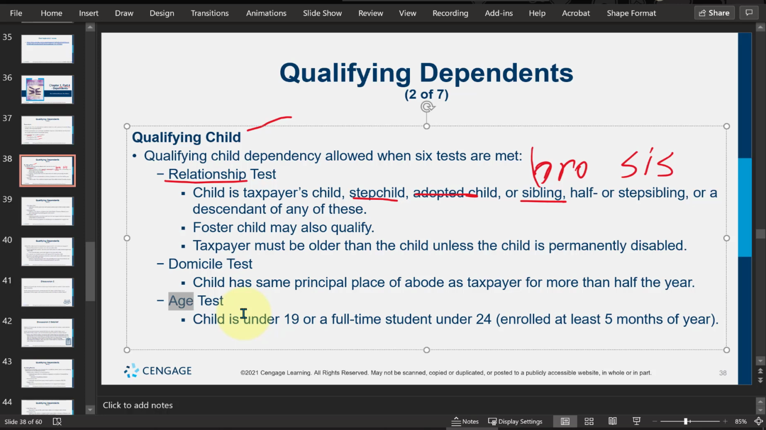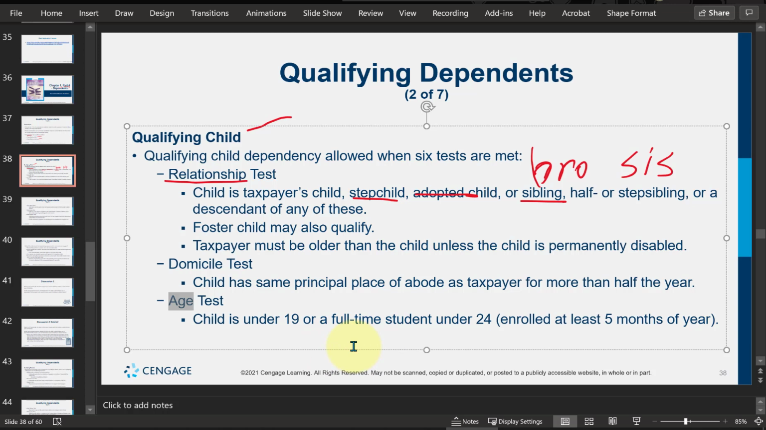But of course, we always have exceptions to the general rule. And the exception is if the dependent is under 24 and a full-time student. So you're talking about probably a college student being claimed by the parent or the taxpayer. And as long as that student hasn't reached age 24 during the year, you meet this test.